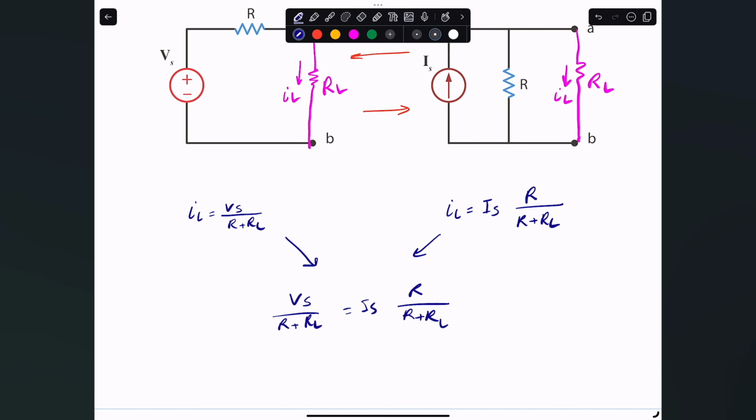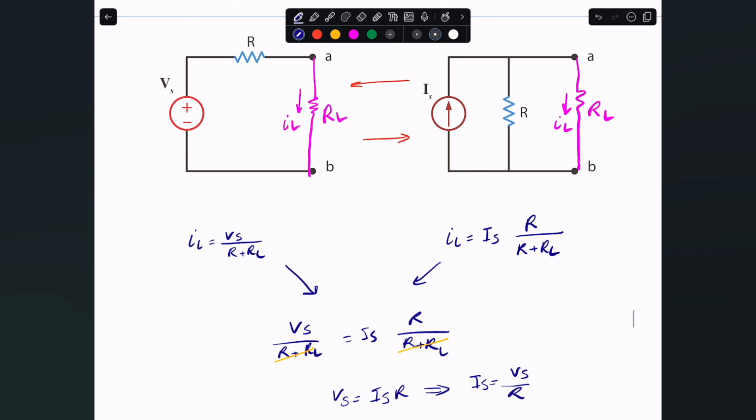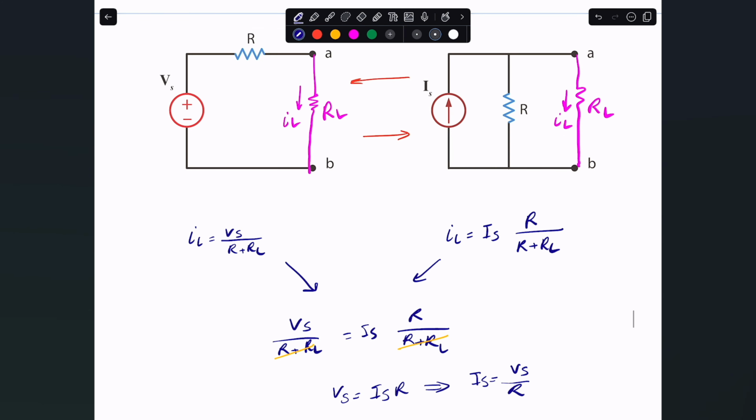Of course, this goes with that. You probably have seen it already. The denominator goes out. So that tells me that simply Vs is Is times R, or you can also say that Is is just Vs divided by R. So it's very similar to Ohm's law. Actually, it's the same in terms of equation. It's not Ohm's law, I'm not applying Ohm's law.